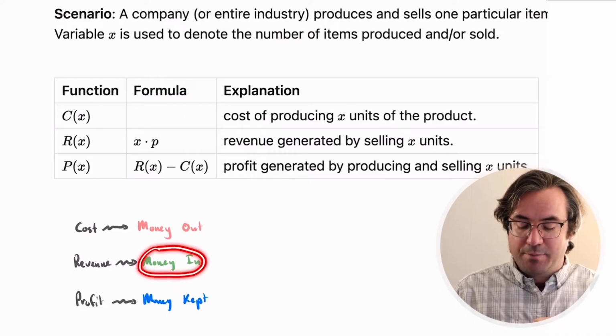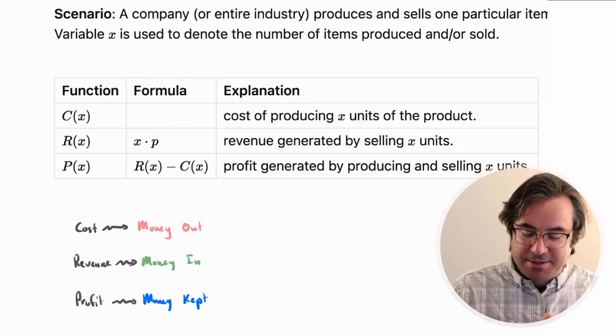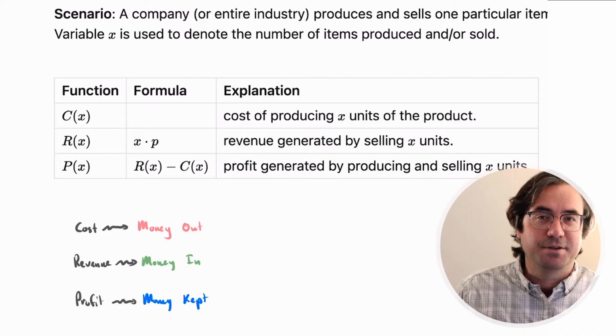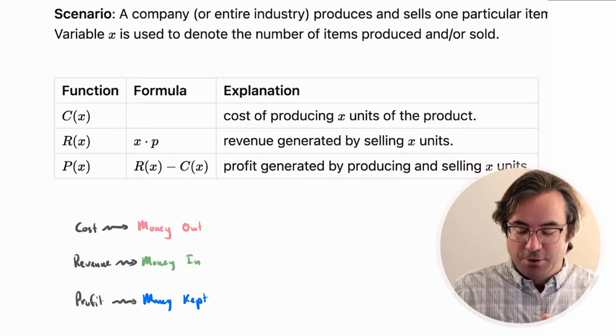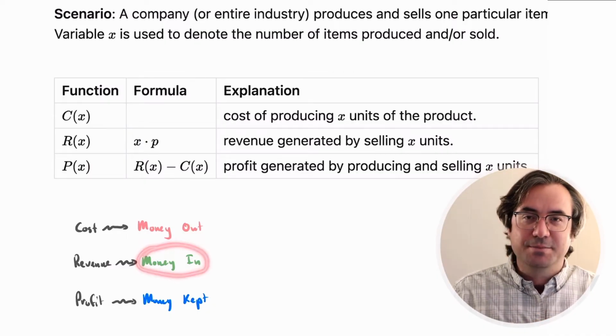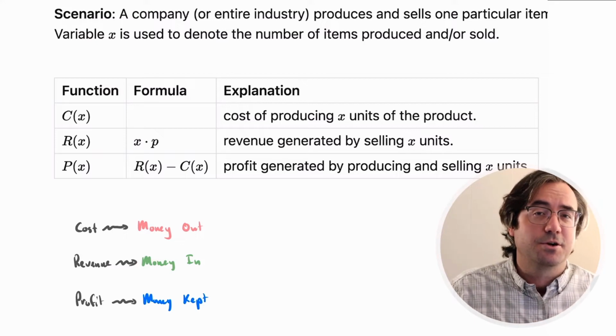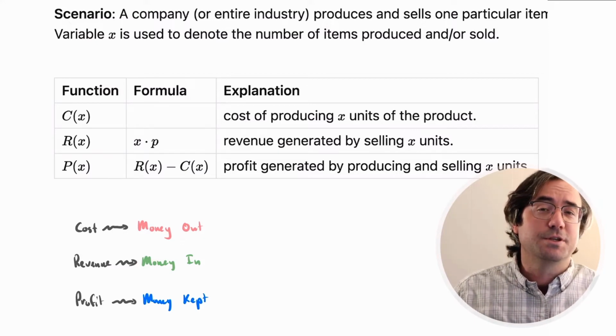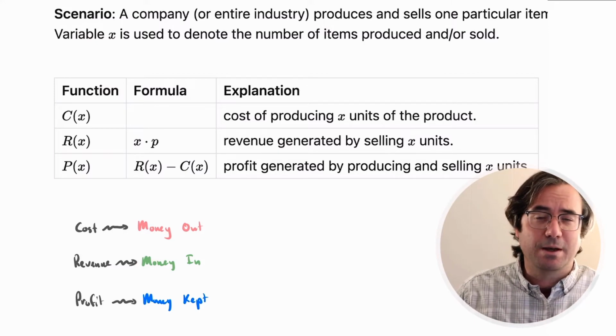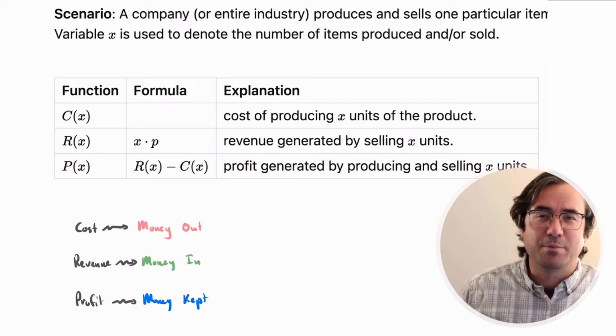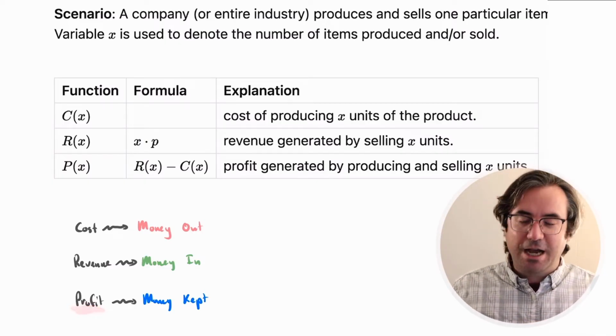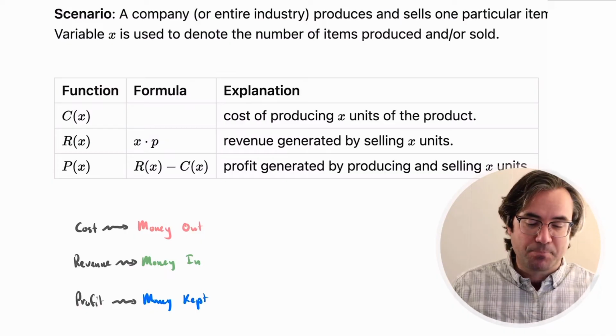So all of the money they bring in, they don't get to keep all of that, because there were those costs that they have to pay out. If they sell 10 items, there were some costs incurred from producing those 10 items. So they have to pay those out as well. So they don't get to keep everything that they bring in. So profit measures how much money they actually get to keep. All right.